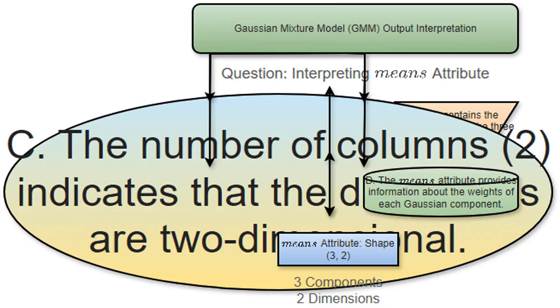3, 2 means that we have 3 components in our Gaussian mixture model, and each data point has 2 features or dimensions. I can imagine this as 3 different groups of data points that each have an x and a y coordinate.